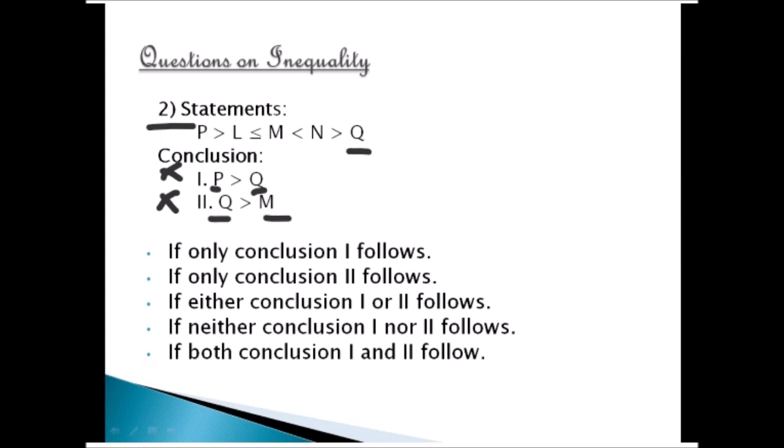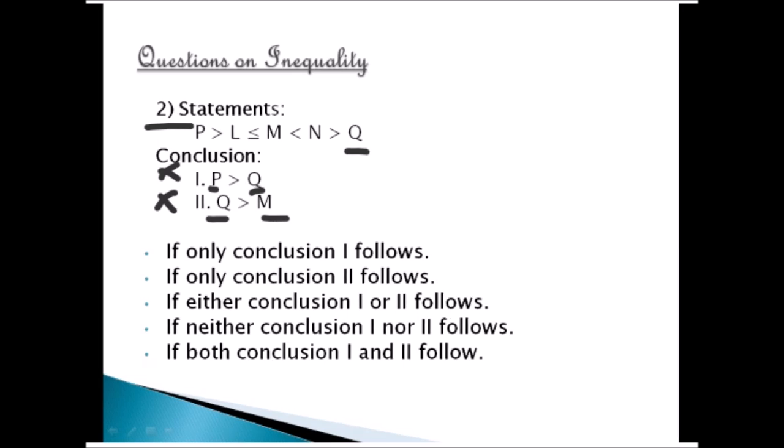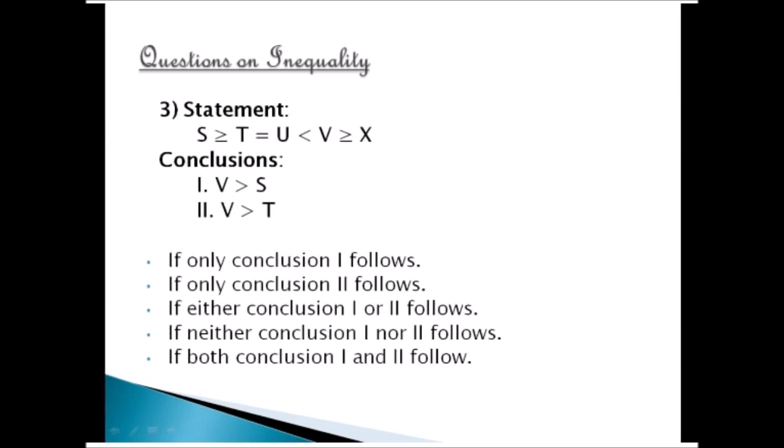in the conclusion it's saying Q to M. That means there should be one opening or one starting point from Q, but there is no outgoing way from Q, only incoming from value N. So conclusion 2 is also false. That means the answer is neither conclusion 1 nor 2 follows. Question number 3.